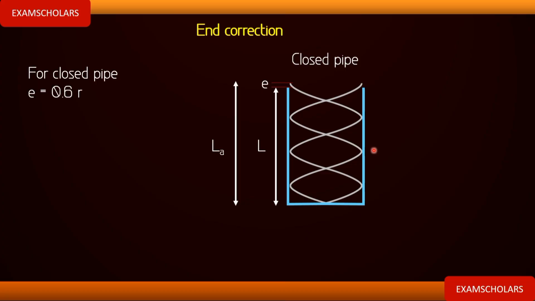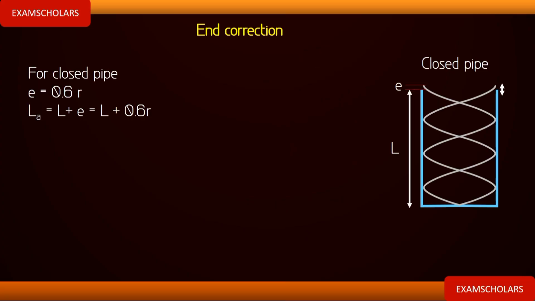Let's say you want to design a flute. You take into consideration the intended length for your flute, and then you use the radius of the flute. Then you have 0.6 multiplied by the radius. That is the end correction you are going to take into account while designing your flute. Now you have L_A, the actual length you are going to use, which will be the intended length plus the end correction. So you now have L plus 0.6R. That is how to find the end correction of a closed pipe.